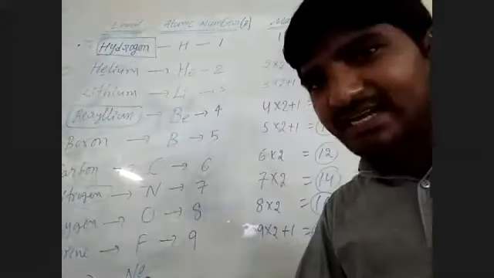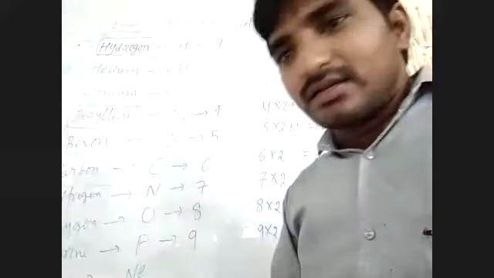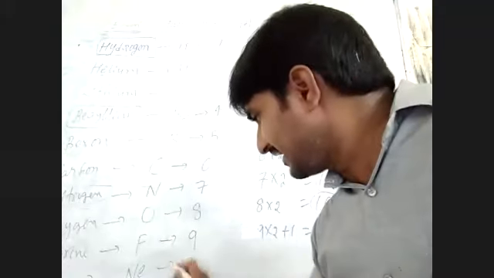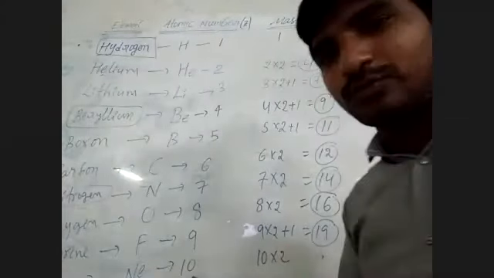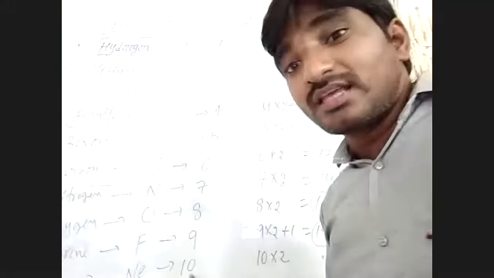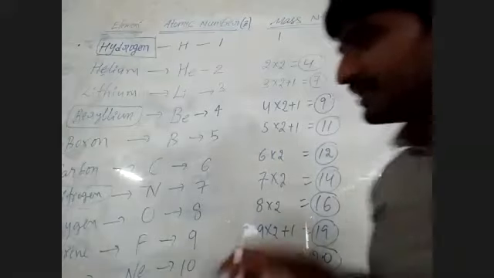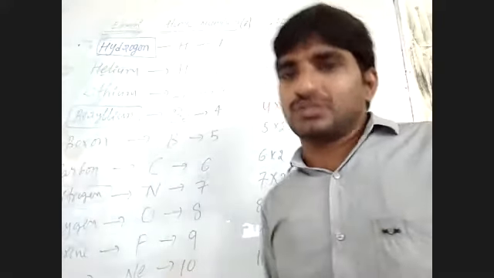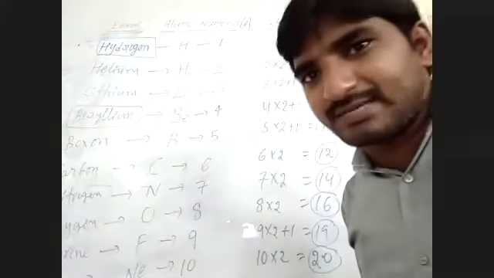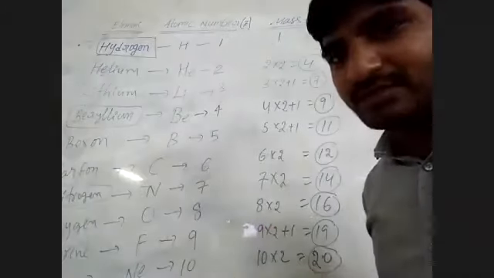Next, neon. Neon's symbol is Ne. Because N is already repeated for nitrogen. Neon, Ne. So what happened? Neon is 10. So 10 into 2. This is called an even number. So equal to 20 only. So this is the atomic number below 20. So next again 11 to 20. Please all of you understand. Are you understanding? Next I will complete 10 to 20.